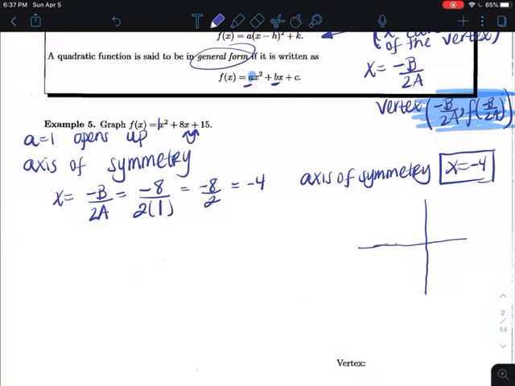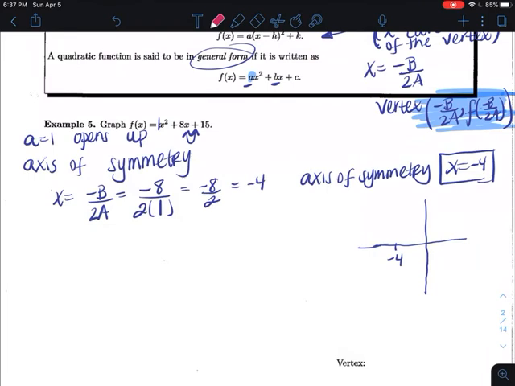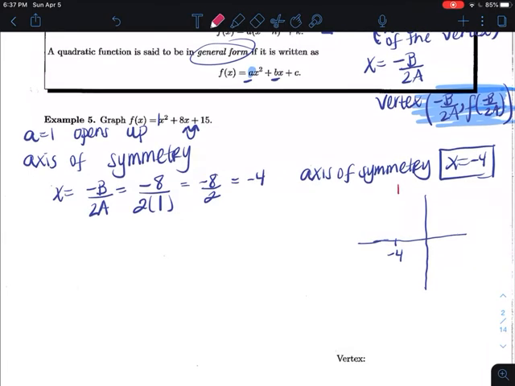If you go to negative 4, we talked about graphing equations of lines in the last unit. x equals negative 4 is this vertical line. It's like an imaginary vertical line that goes through the vertex of your parabola. Once I graph my parabola, if I fold my paper along that pink line, then it's symmetric. Both sides of the parabola will meet up. That's what the axis of symmetry is.